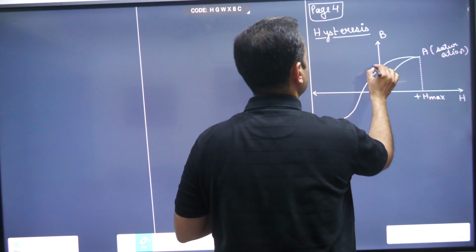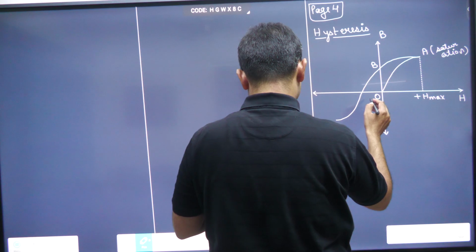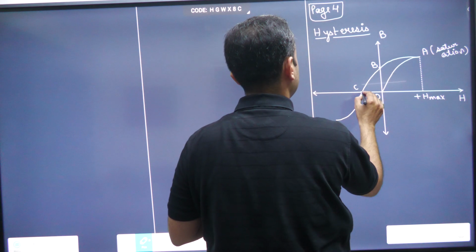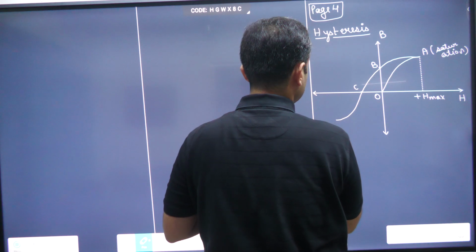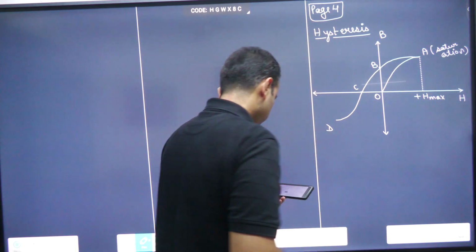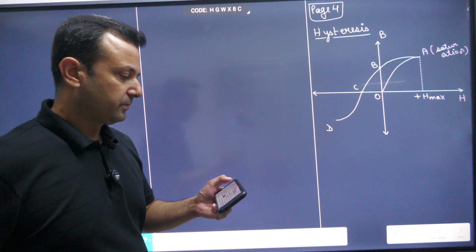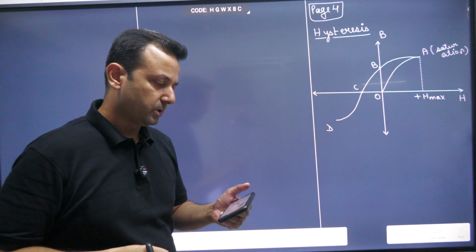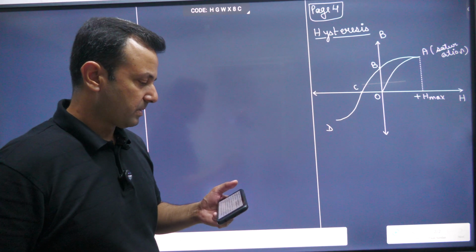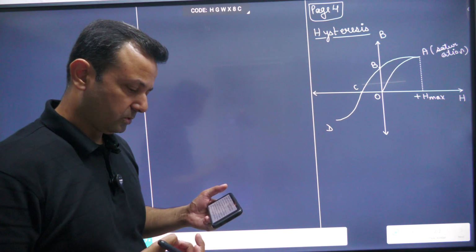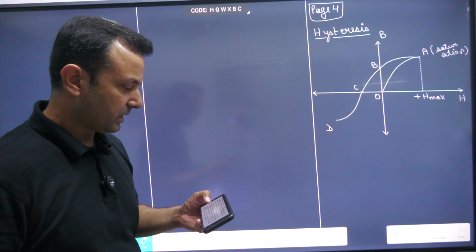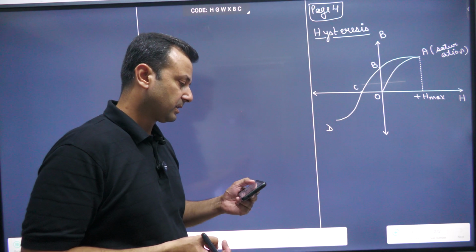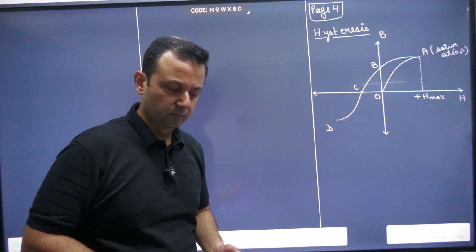So this point is B, this one is C, and this point is D. Now, if the magnetizing field intensity H is gradually decreased to zero, B decreases, but along a new path AB. It is found that the magnetic induction B does not become zero even when the magnetizing field H is zero. That is, the sample is not demagnetized even when the magnetizing field has been removed.